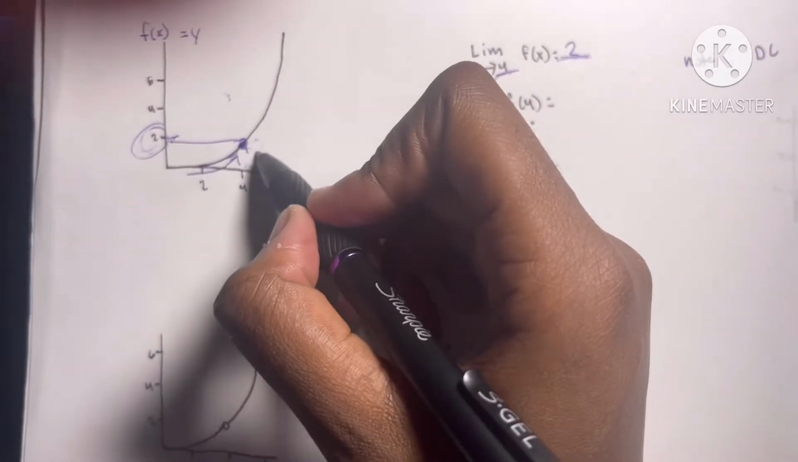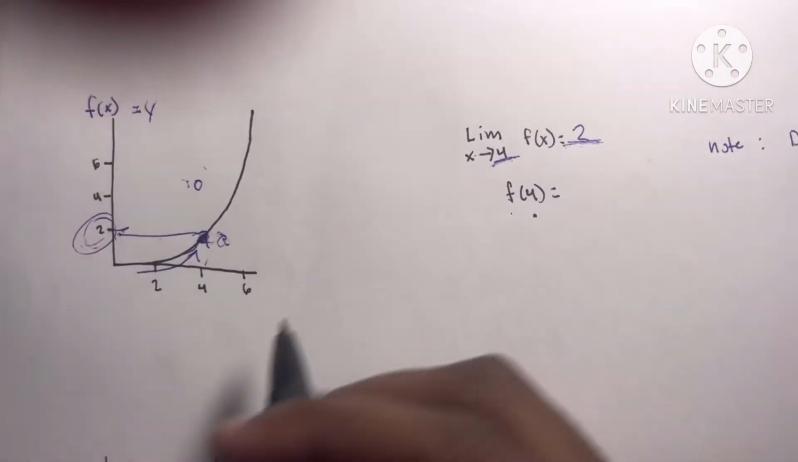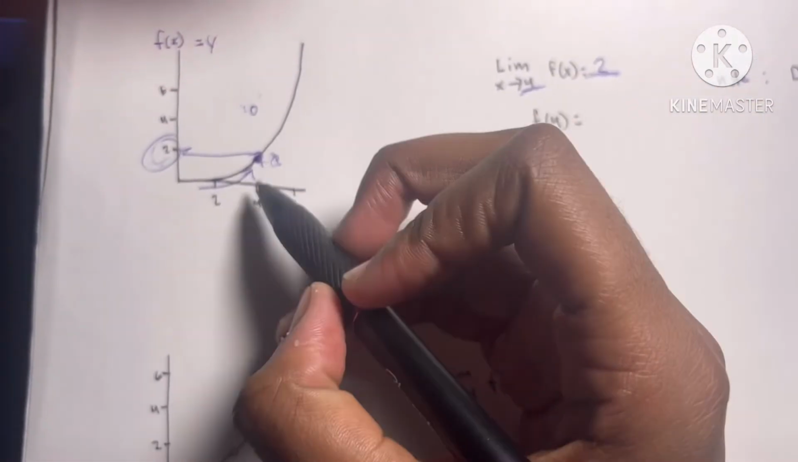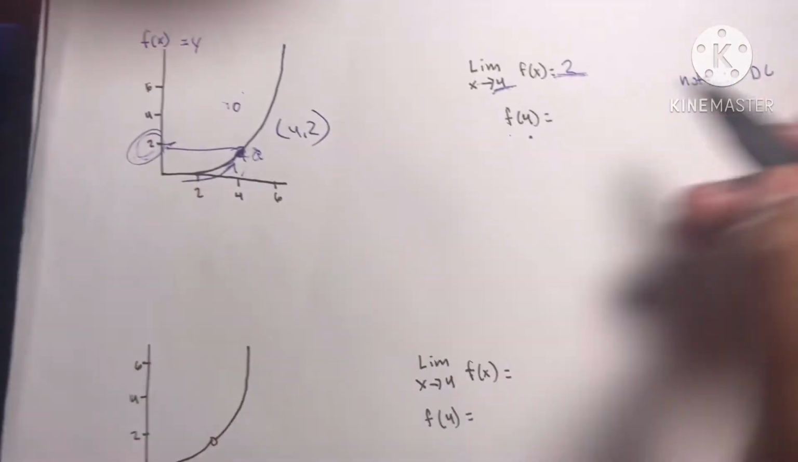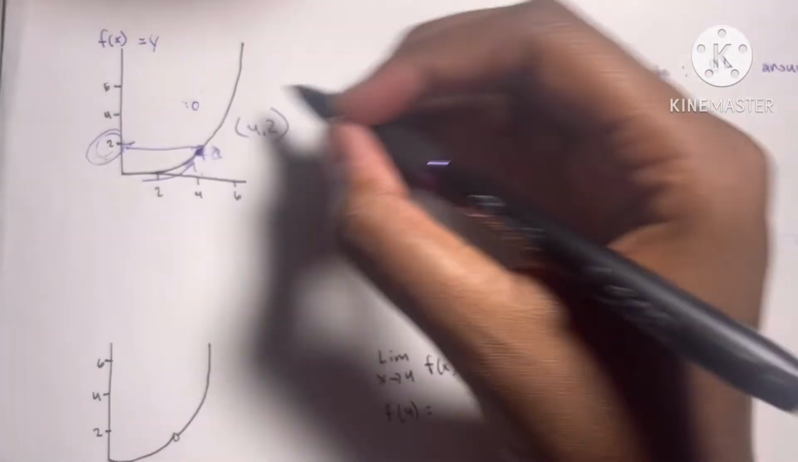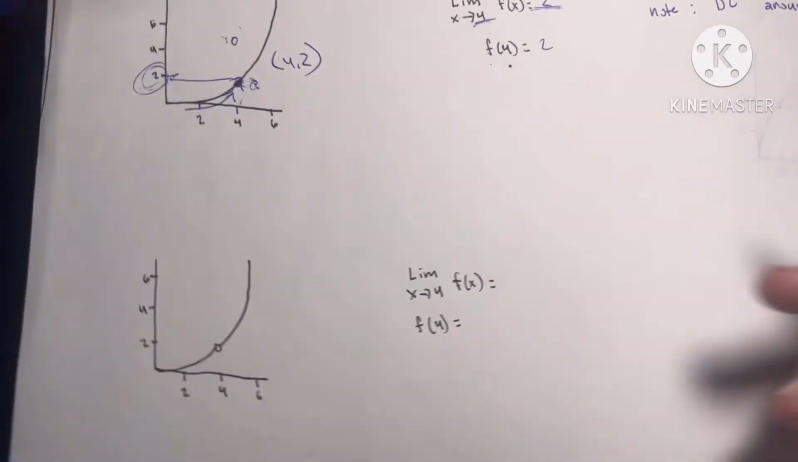Now, if there was a hole or the graph was jumping, it would be undefined. But for now, it's the point for 2. So basically, you're just defining a point on a graph for this one. 2. So there you go. There's our answers for that one.